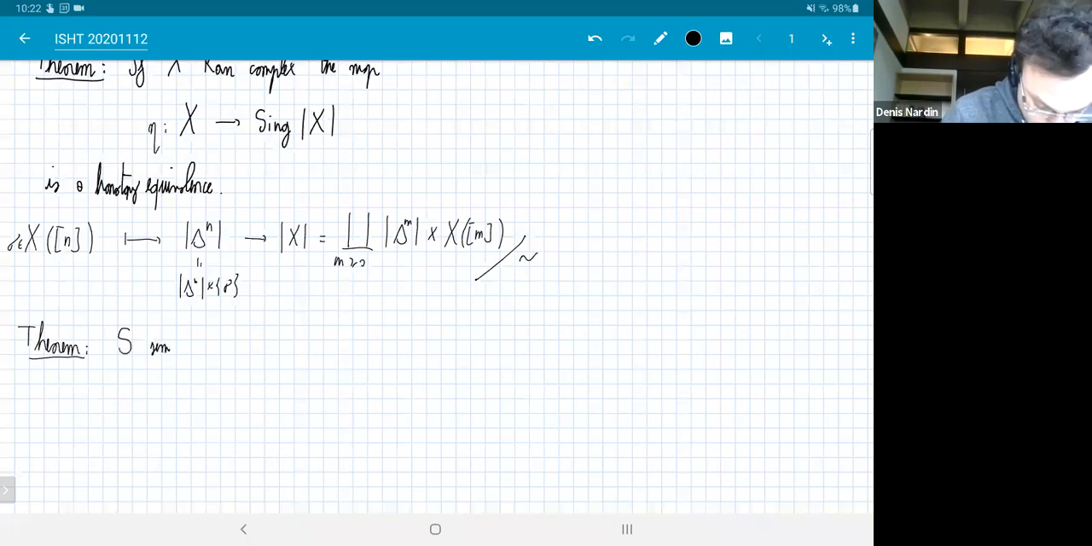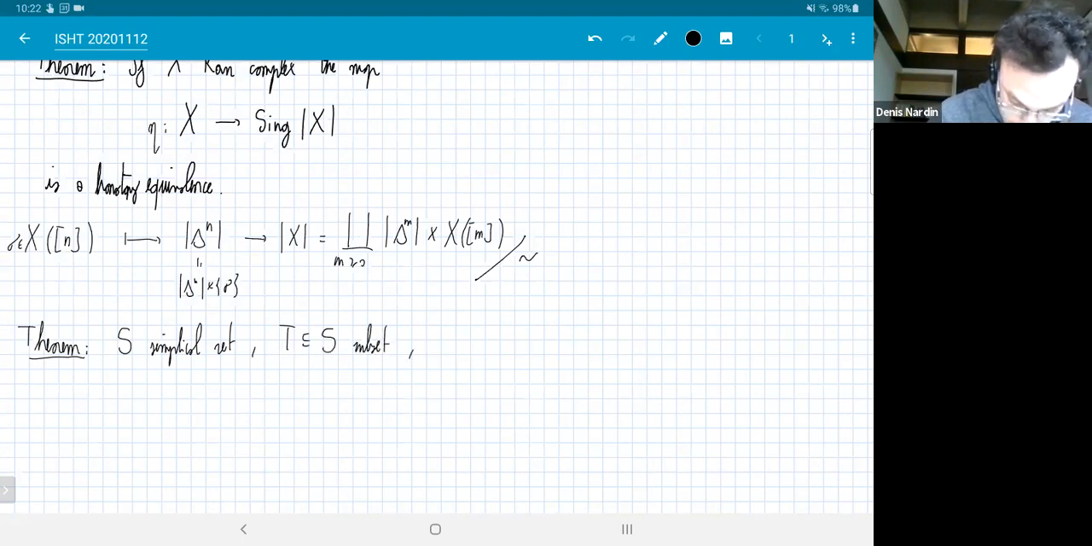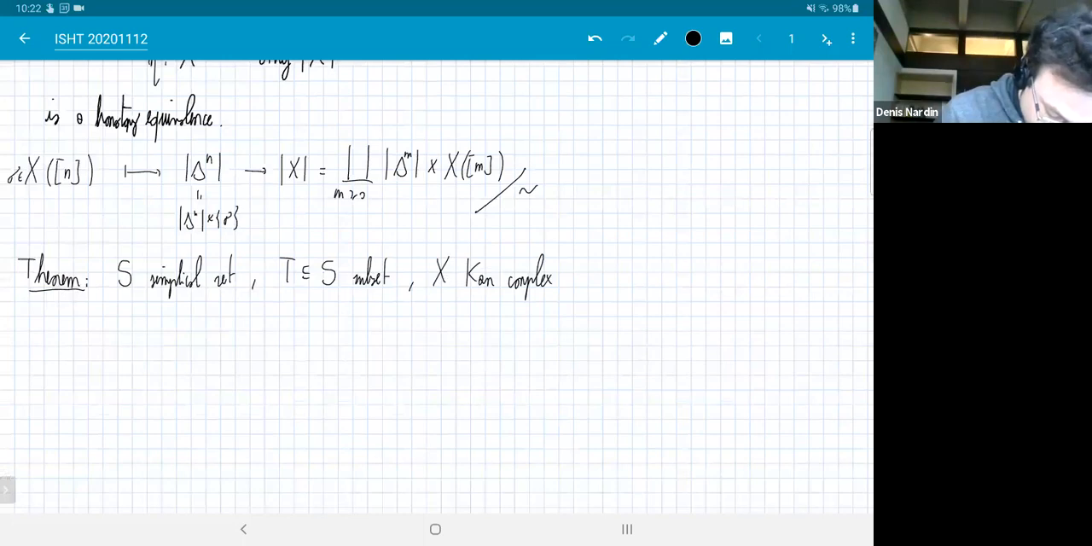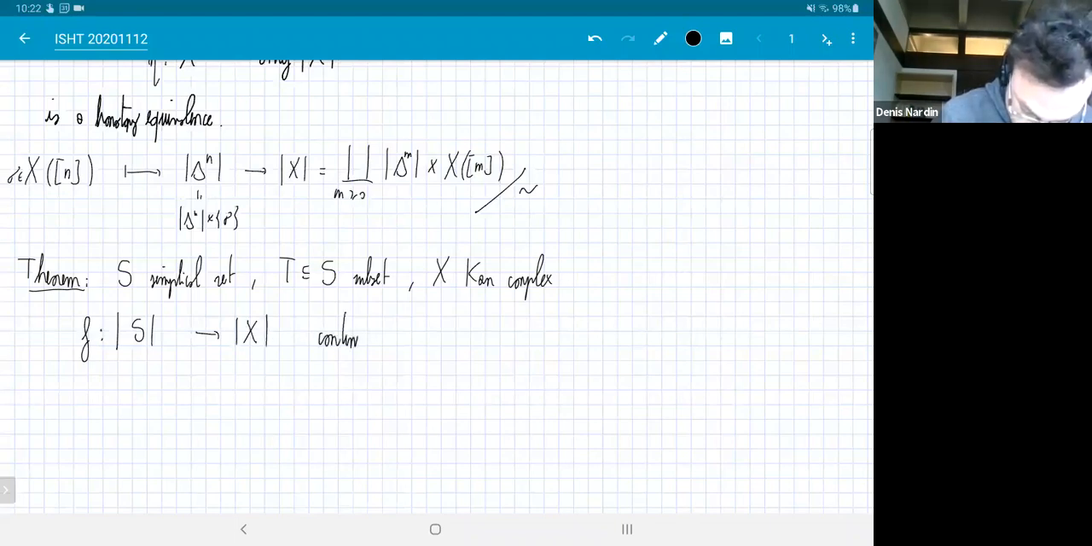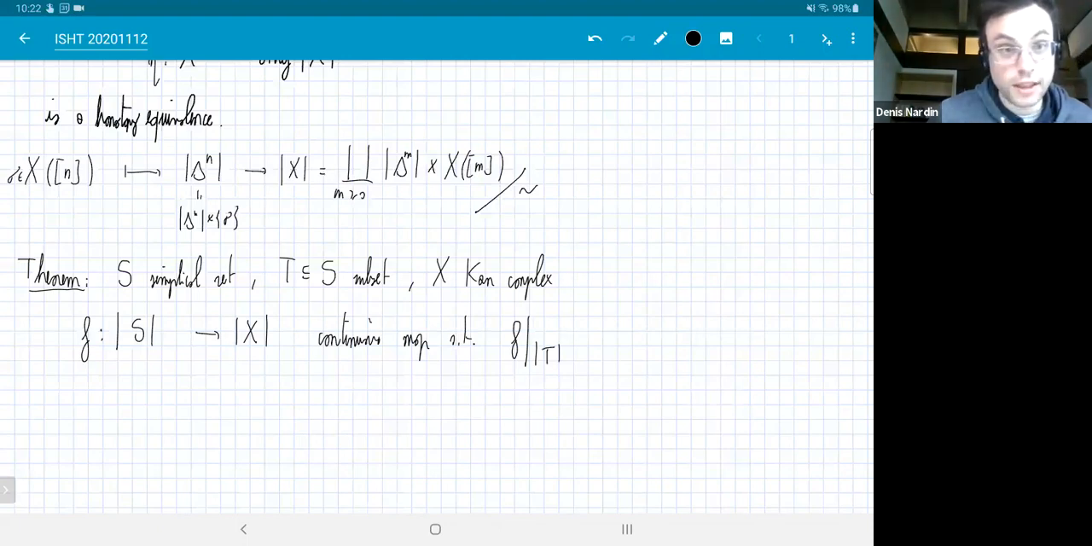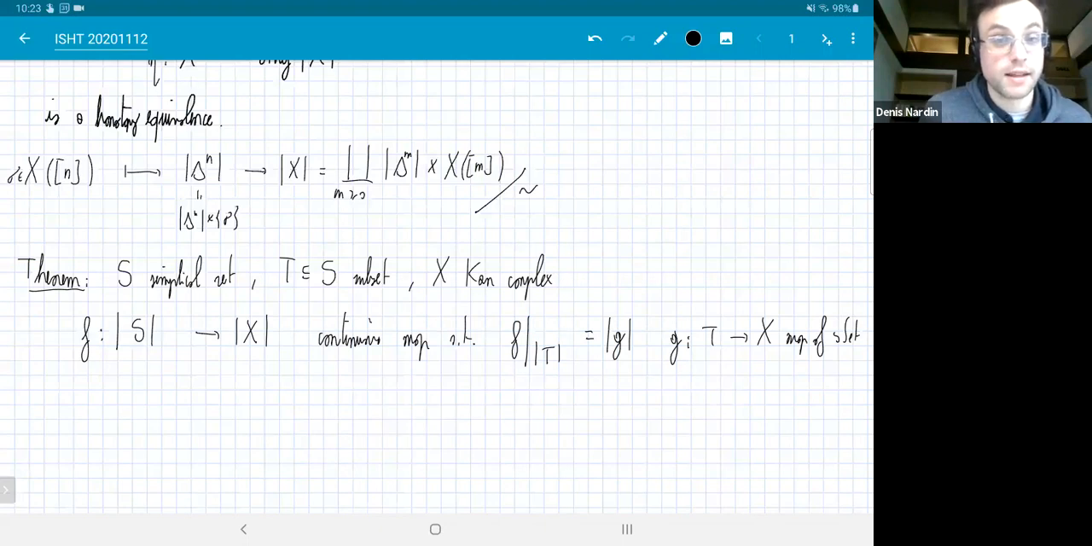So let S be a simplicial set, T a simplicial subset, and X a Kan complex. And suppose you have a continuous map between the geometric realizations such that the restriction to the geometric realization of T, which is a subspace of the geometric realization of S, is the geometric realization of g for some simplicial map. So I have a continuous map between geometric realizations that comes from a simplicial map on some subset.